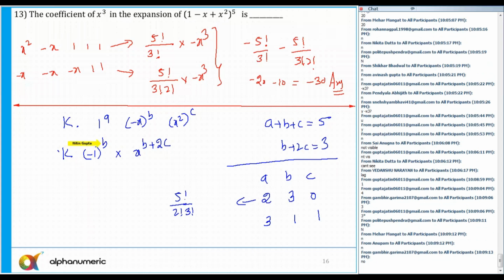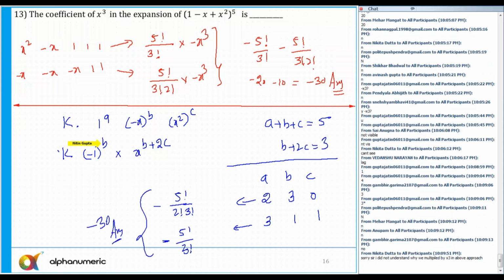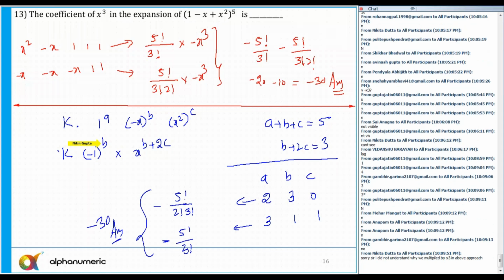And in the second case, the total number of arrangements is factorial 5 by factorial 2, factorial 3 only, and again a minus sign because b is again odd. If I add these two, the answer will be equal to minus 30. And that is the answer. I hope that both approaches are clear to all of you. Any doubts to anyone now?